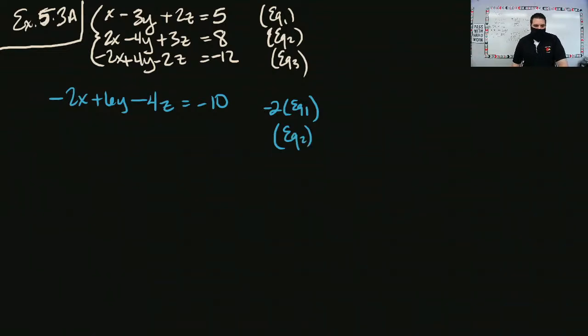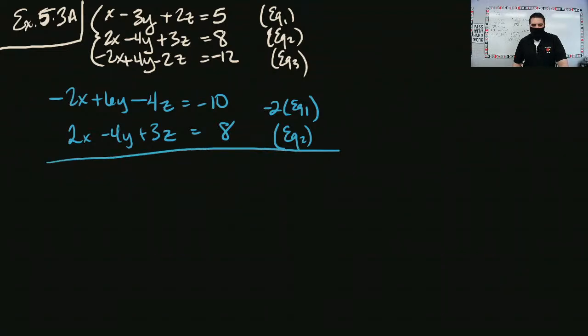And we'll just have 2x minus 4y plus 3z is equal to 8. And we'll go through and do elimination on these, and we'll call its result equation 4, just because that's next after 3. So -2x plus 2x is 0. 6y minus 4y is 2y. -4z plus 3z is -z. And this is going to equal -2, because -10 plus 8 is -2.